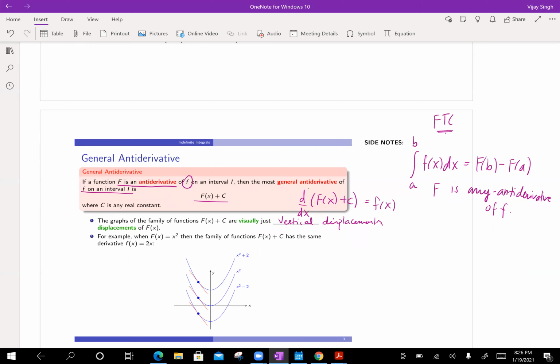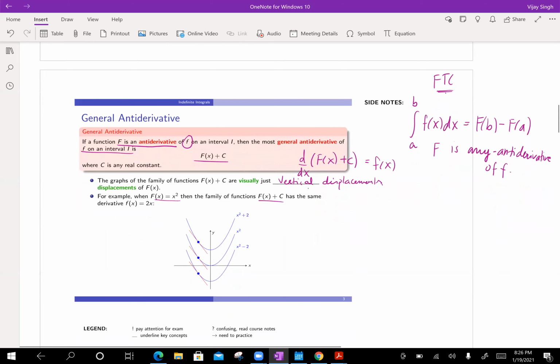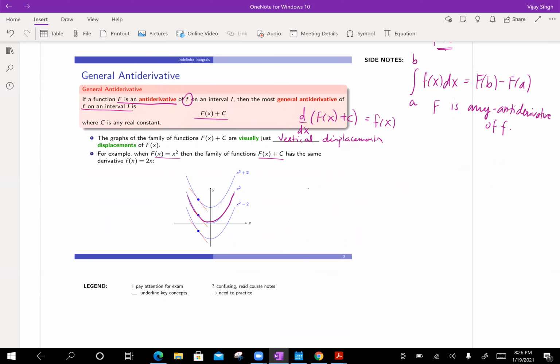Say, for example, if F of x was x squared, then F of x plus c is going to be the same graph shifted. Say x squared is this here, x squared plus 2 is shifted up like that, and x squared minus 2 is shifted down like that. And small f of x, which is the derivative of capital F of x, denotes the slope of these lines, and you see they are all equal at that point.